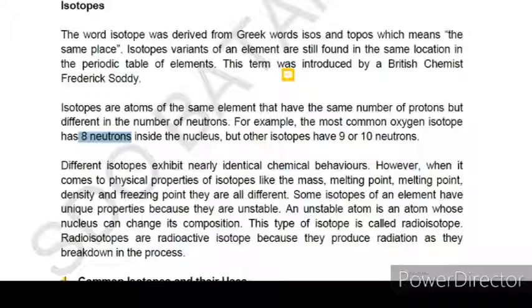So what is the effect of the different number of neutrons in the isotopes of an element? Different isotopes exhibit nearly identical chemical behaviors, but their physical properties like mass, melting point, density, and freezing point are all different. So yung isang pagkakaiba lang ng neutrons nila, some of the physical properties like the mass, melting point, density, and freezing point will be different for different isotopes.